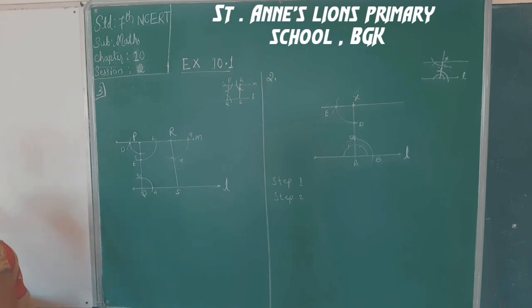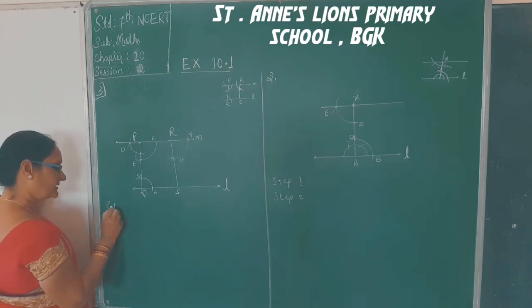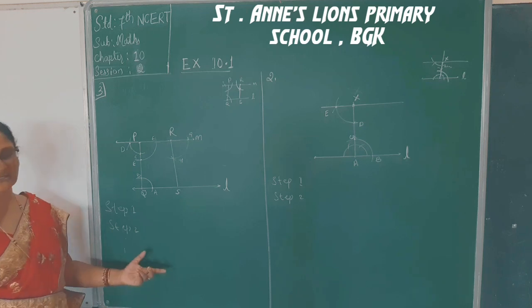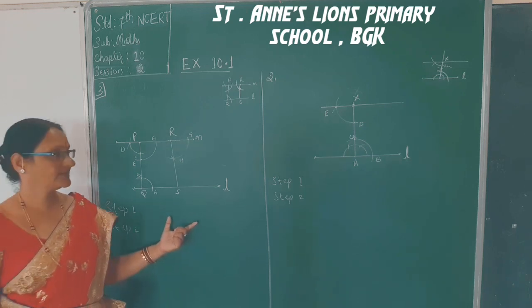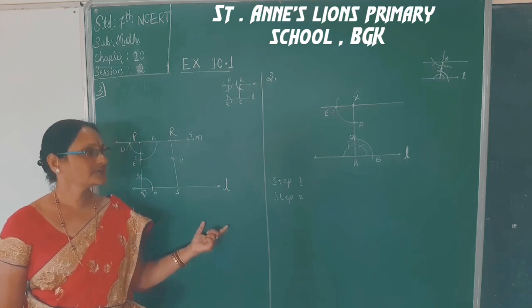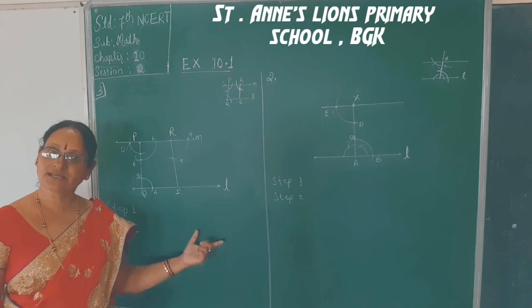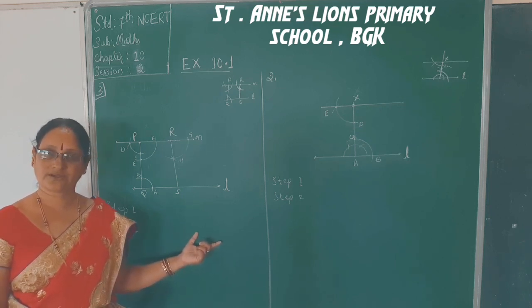This is the third problem I have done here. So you have to write the steps of construction. Step 1, step 2, and go on writing. It is compulsory to write the steps of construction. This is exercise 10.1. So please go through the construction, through the video once, twice, thrice, and make it perfect. Construct all this in your fair note, in the geometry fair note.